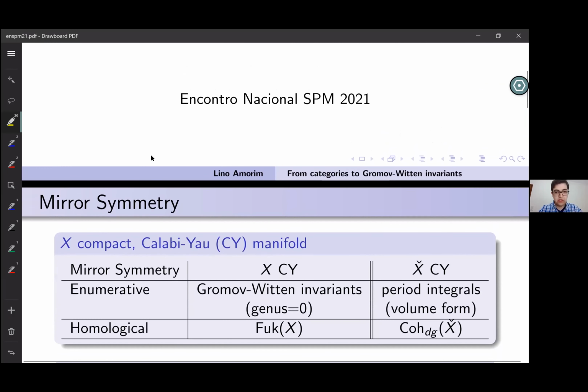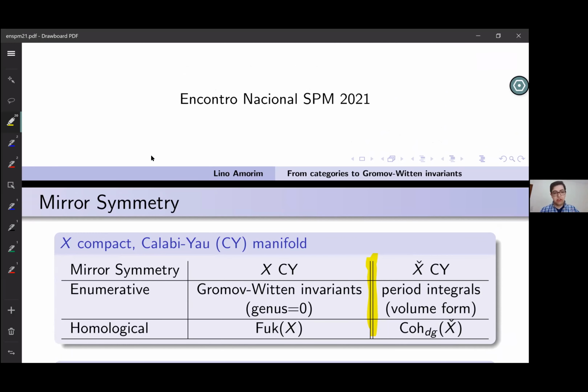Okay, so the idea starts with mirror symmetry. And so there are different flavors of mirror symmetry. So let's start. If you start with a compact Calabi-Yau X, so the mirror, so this double bar here is supposed to be where the mirror happens. So the mirror is supposed to be some other Calabi-Yau, same dimension, X check.